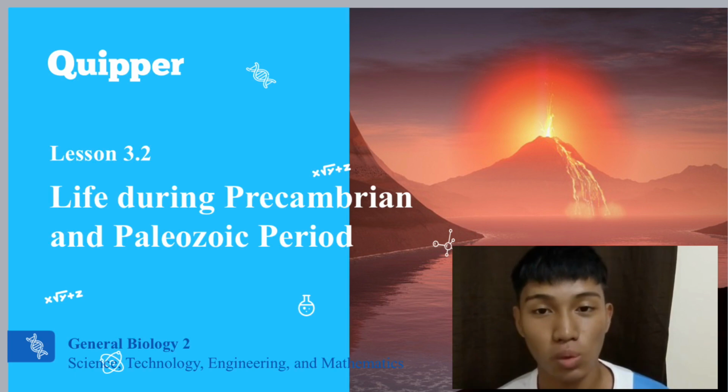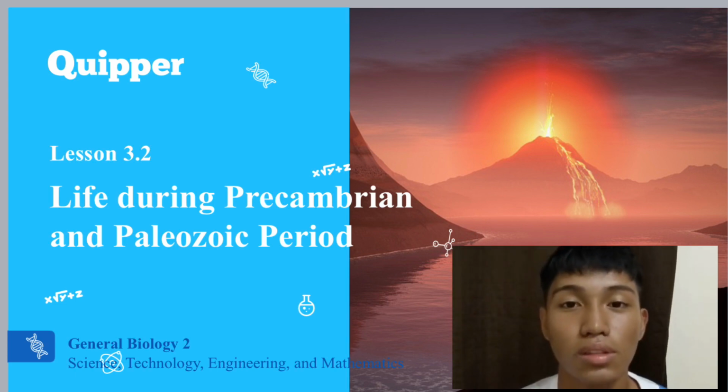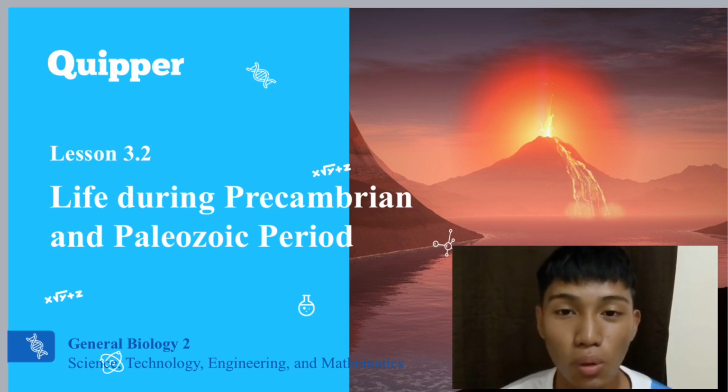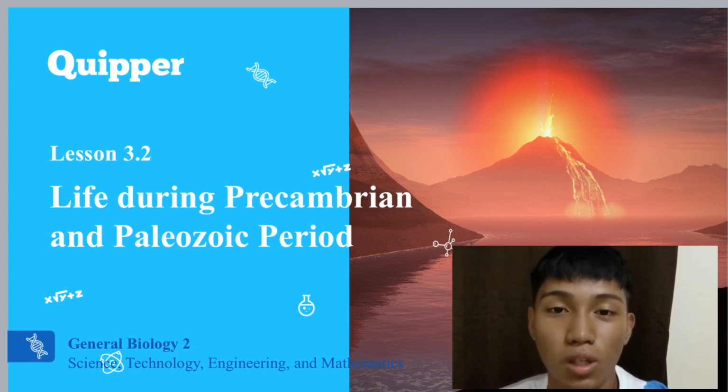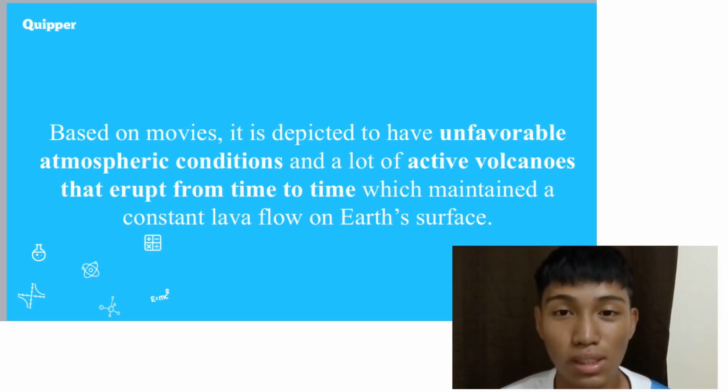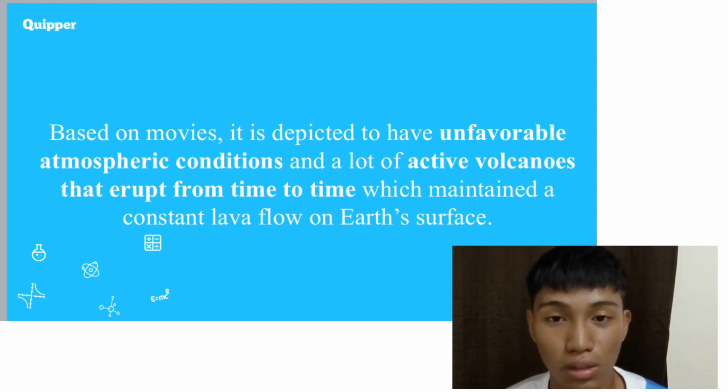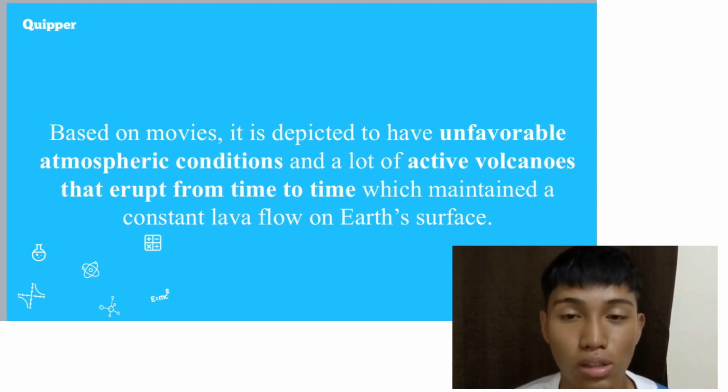Ladies and gentlemen, I am Mirth, and along with my group mates, we'll be discussing the life during the Precambrian and Paleozoic period. First things first, do you have any idea how Earth looked like in the early times? If not, then based on movies, it is depicted to have unfavorable atmospheric conditions and a lot of active volcanoes that erupt from time to time, which maintained a constant lava flow on the Earth's surface.